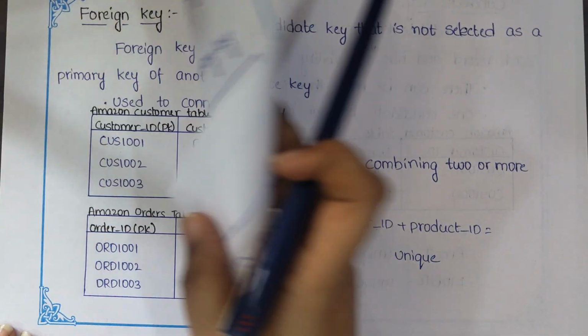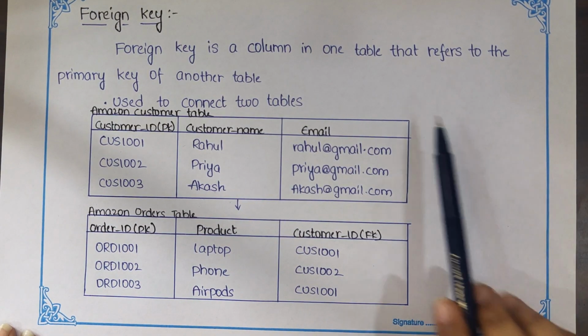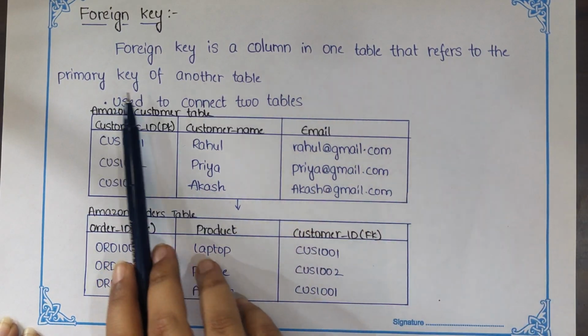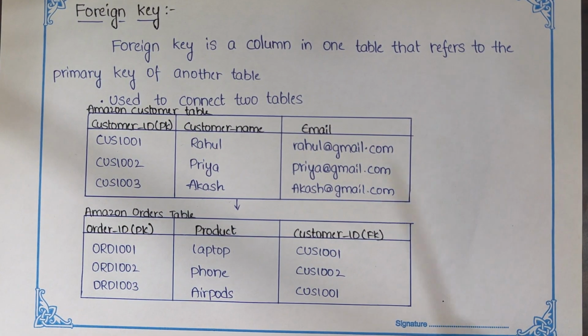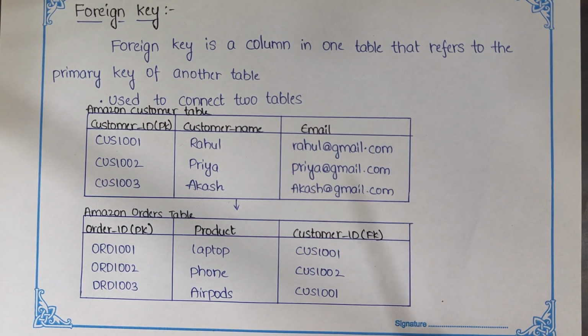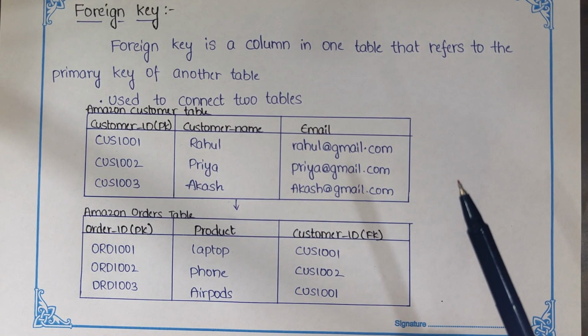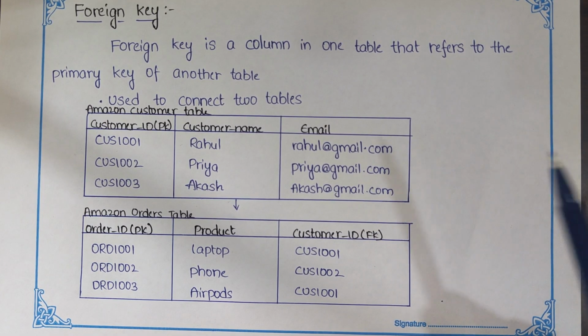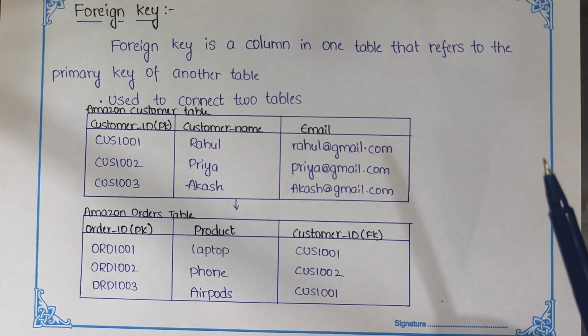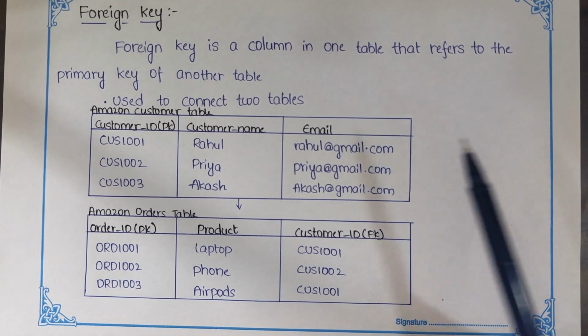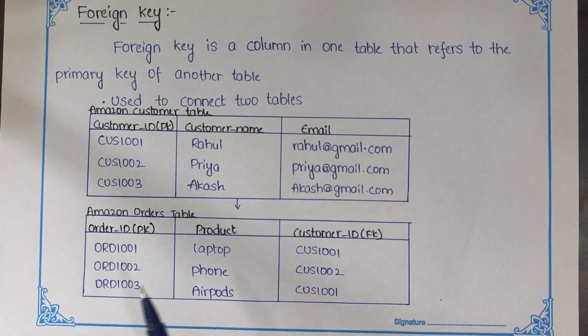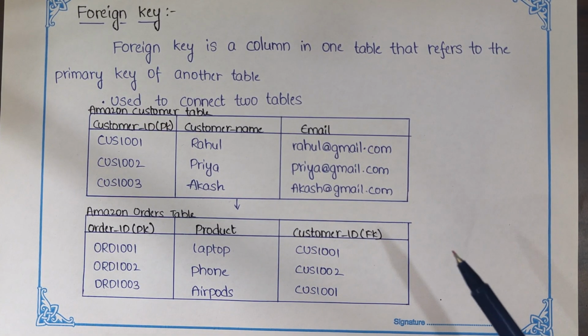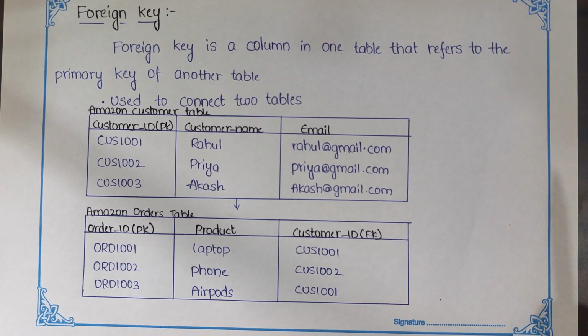Next, foreign key. A foreign key is a column in one table that refers to the primary key in another table. As we learned, the primary key uniquely identifies a record in a single table, but when it comes to real-world applications like Amazon, Flipkart and Swiggy, all the information cannot be stored in a single table, right? So the database is divided into multiple tables. What if the customer details are stored in one table and the orders are stored in another table? How does the database know which order belongs to which customer? So the foreign key was introduced.